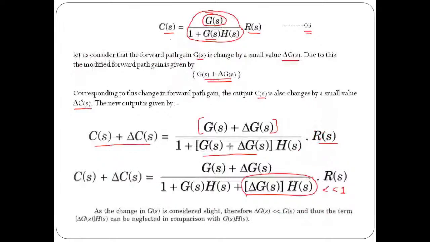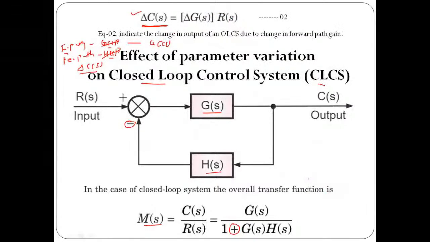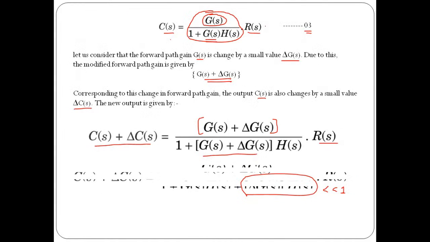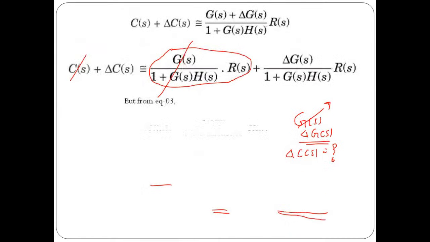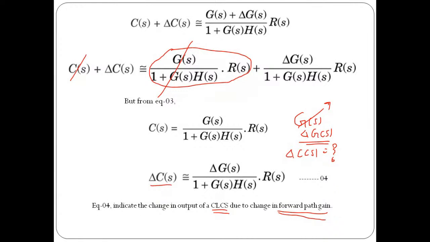If you go back, equation number 2 indicates the change in output in case of open loop control system when we change a forward path gain by a small value. And equation number 4 indicates the change in output, but in case of closed loop control system, again where we are going to vary a forward path gain.